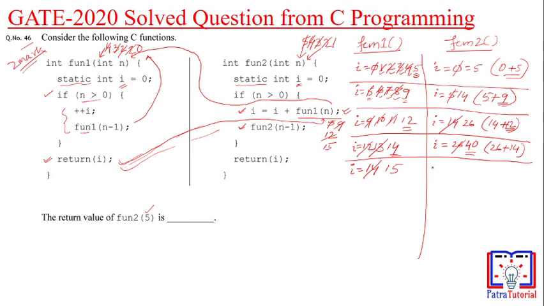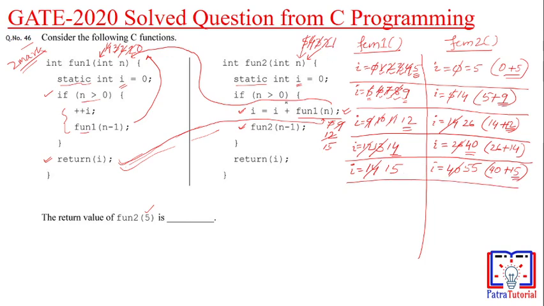So what is the current value of I in function 2? 40, and 40 plus, let me write here, 40 plus 15, okay, equal to 55. Okay, and this is the return value from function 1. This was the current value. Okay, now this iteration also completed.